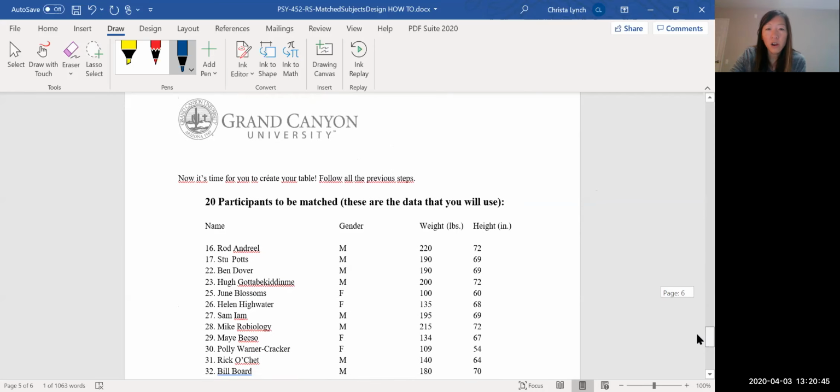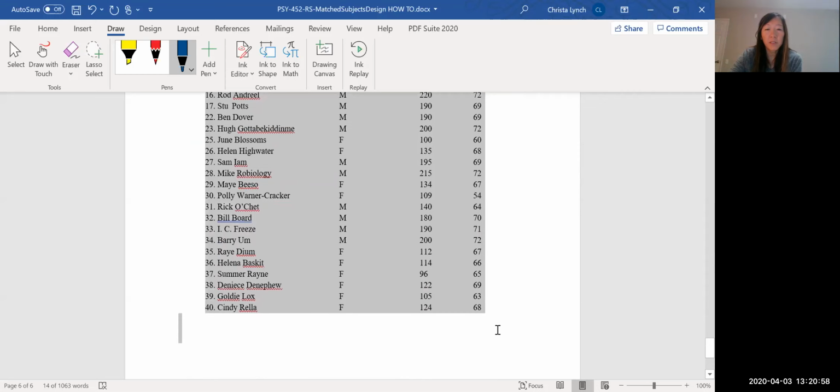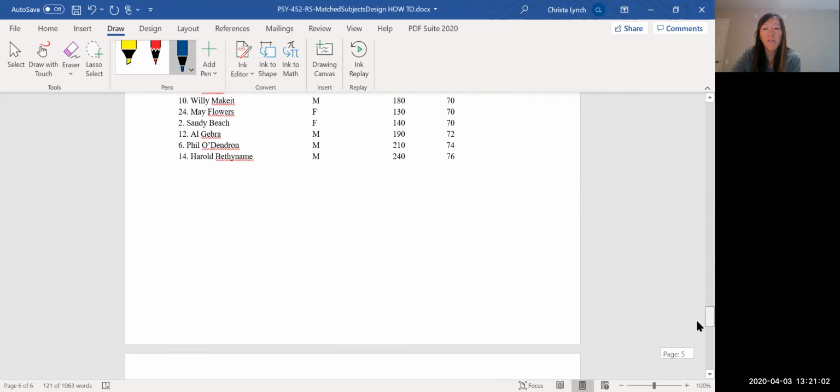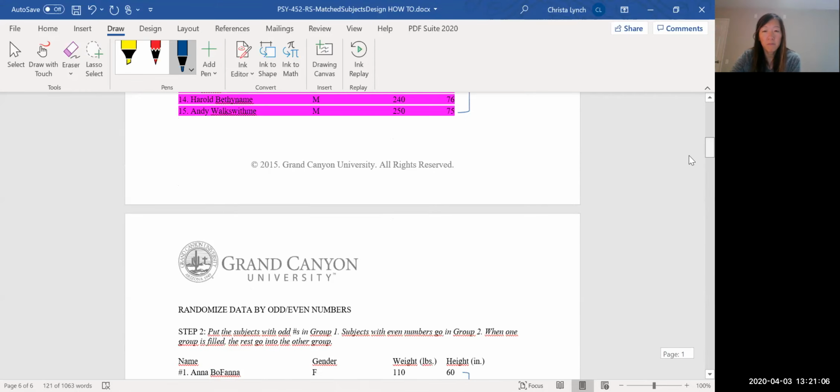So here are your data, okay? For 20 participants, just like I had up here. These are the people that I didn't use. Your first step is going to be to organize them into 2 groups, 5 men and 5 women in each group. Same thing as up here.